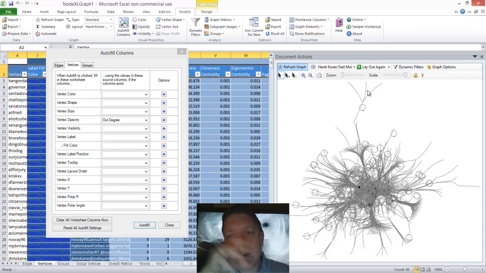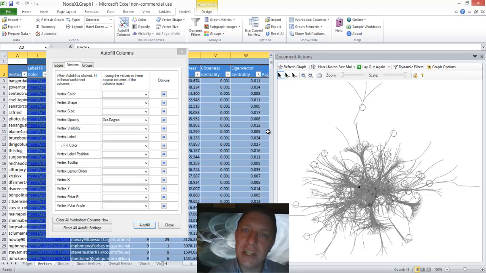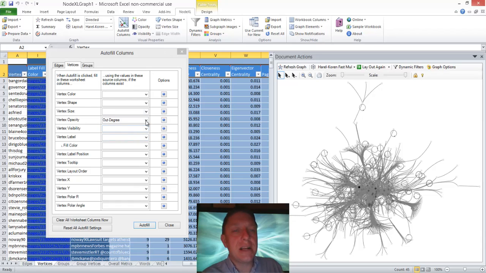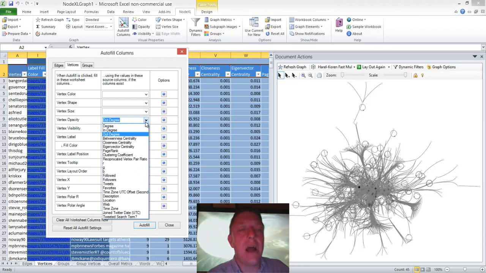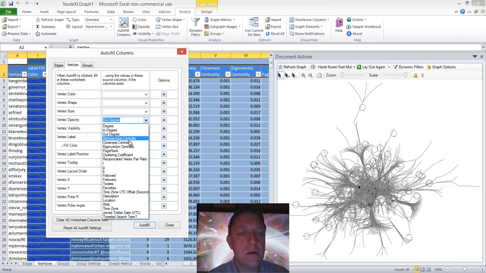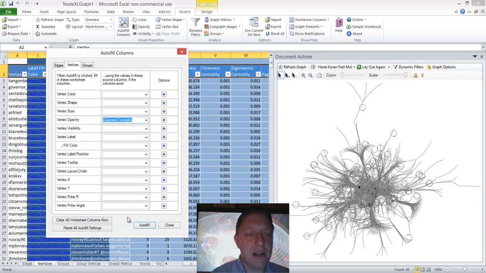Now, does the visualization, the Harel-Koren visualization, correspond to these other kinds of centralities? This is in the middle of the picture. Are they actually in the middle of the network? Well, we could check that. We could check that by saying, let's make our opacity not be out degree, but let's make it closeness centrality. Okay, let's autofill that.